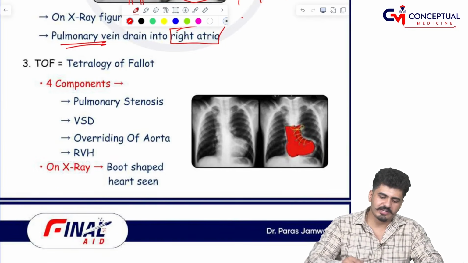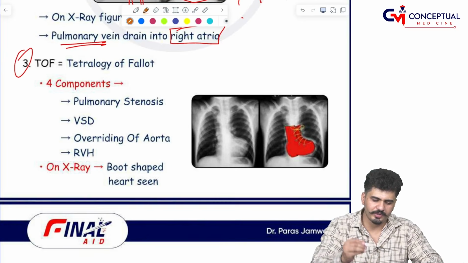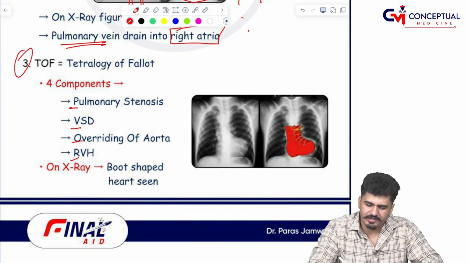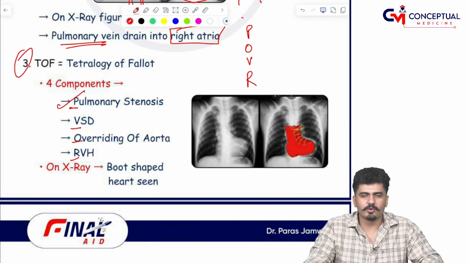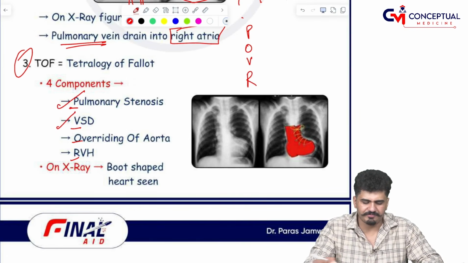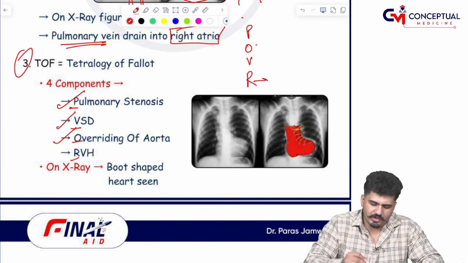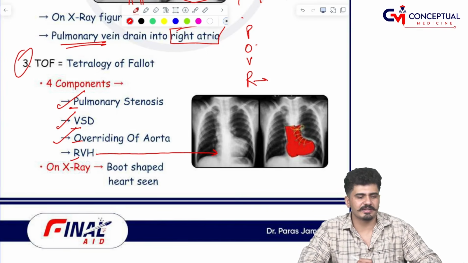Now coming to the tetralogy of Fallot. Tetralogy of Fallot has 4 components, sir. What are the 4 components? PROV. This is how I remember. P for pulmonary stenosis, V for ventricular septal defect, O for overriding of aorta, and R for right ventricular hypertrophy. Because of this right ventricular hypertrophy, you are going to see the boot-shaped heart.